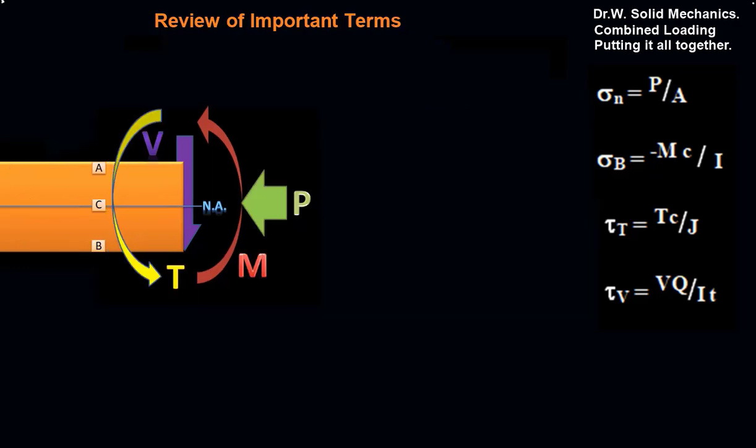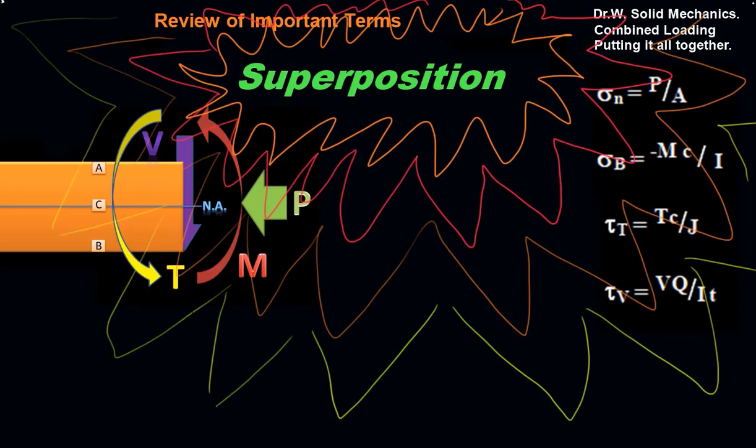And then it's a really fun day when we have potentially all of them acting at once, and we have to carefully go through and address them one at a time. And here's where superposition plays an important role, because superposition allows us to address this one load at a time, one form of stress at a time, and then add all of those individual components together to get the final state of stress inside of our beam.